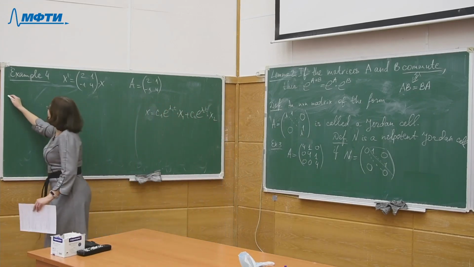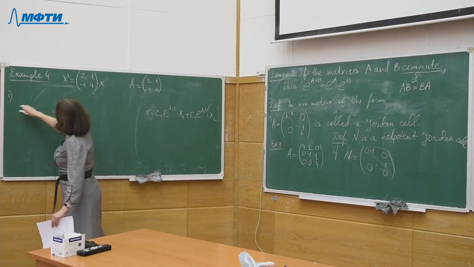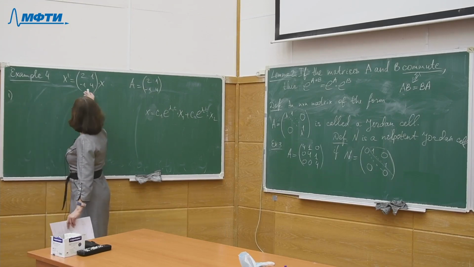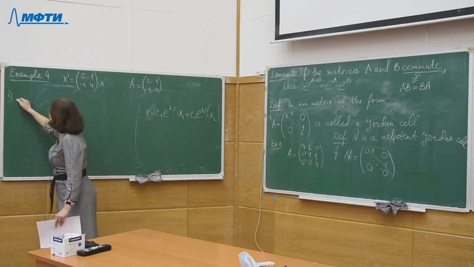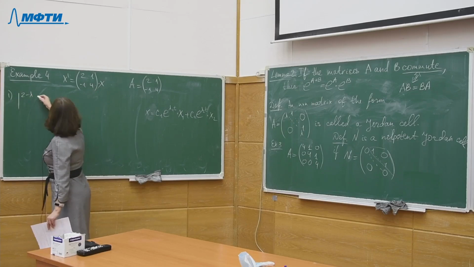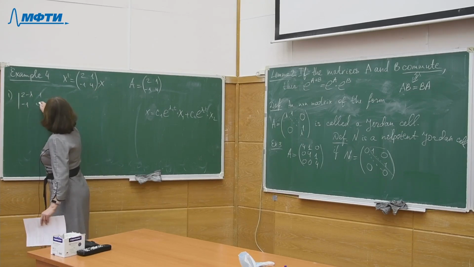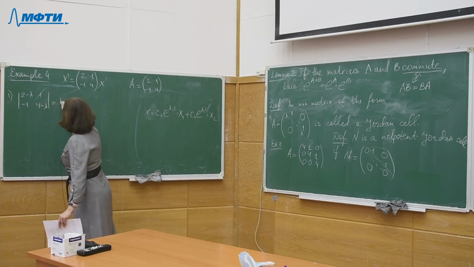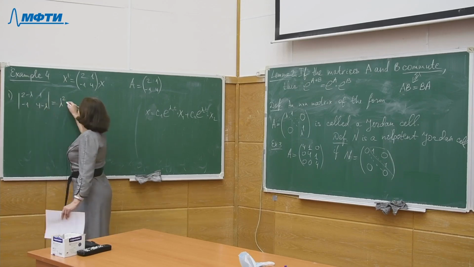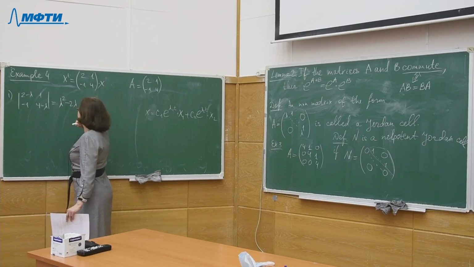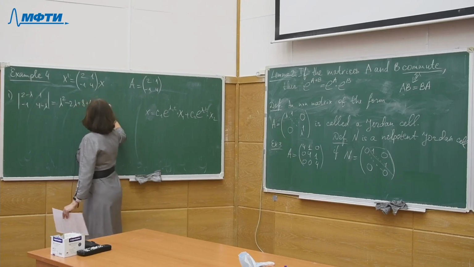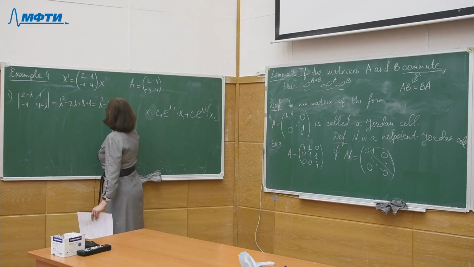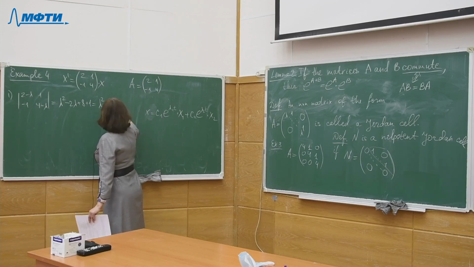So first of all, we now try to find the characteristic equation and eigenvalues for this matrix. To do this, we need to solve the following characteristic equation: lambda squared minus 2 lambda plus 8 plus 1, okay, 2 lambda.